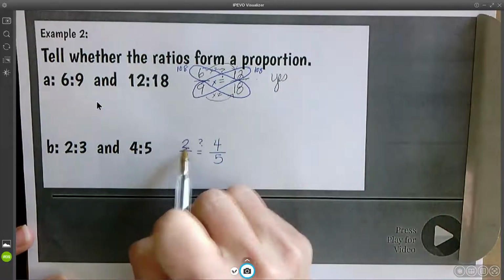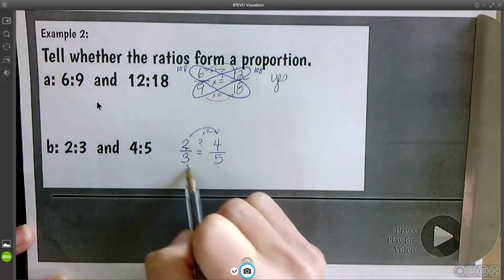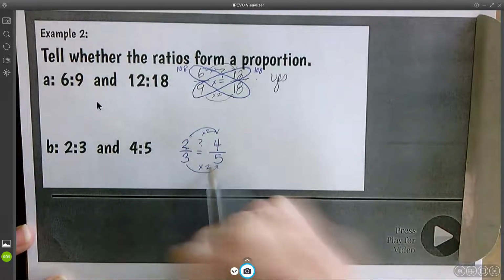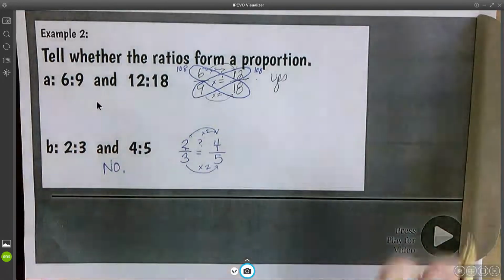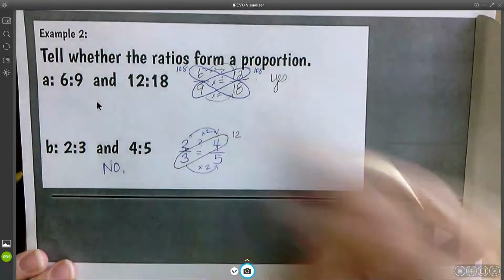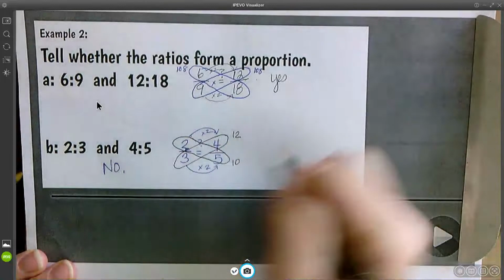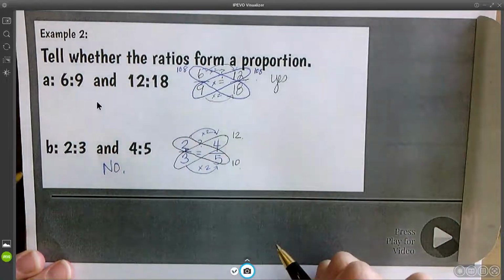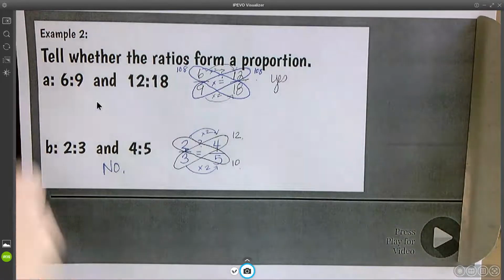There is a math fact here between 2 and 4, and that would be times 2. And 3 times 2 does not equal 5, so the answer here is no. Again, math facts, but we can always check those cross products as well. 3 times 4 is 12. 2 times 5 is 10. So are the cross products equal? No. So that's a different way to prove that they are not a proportion.